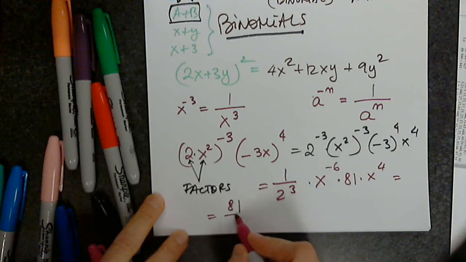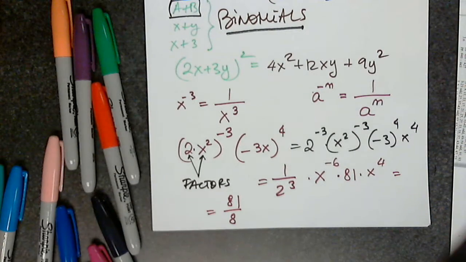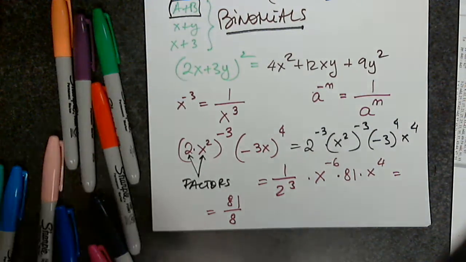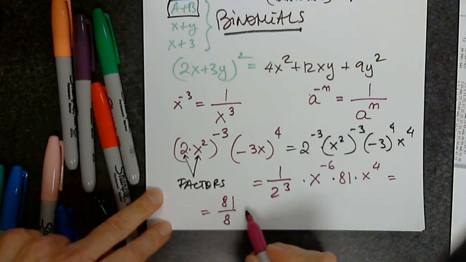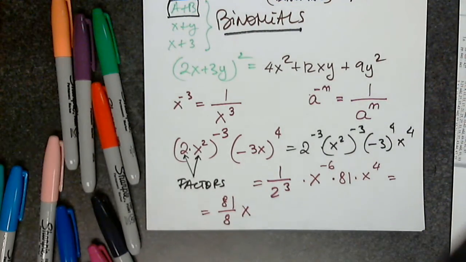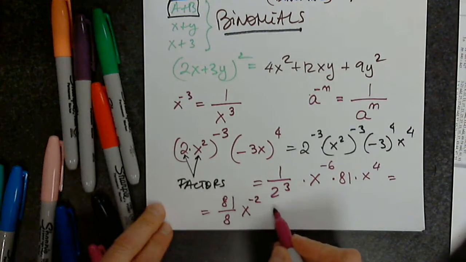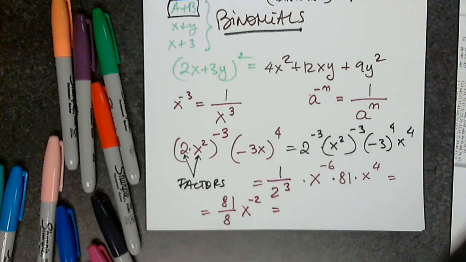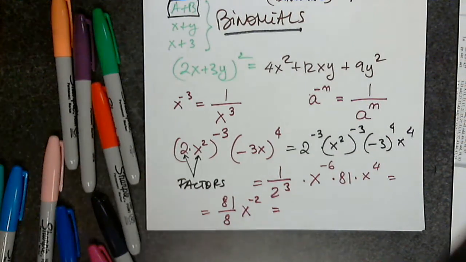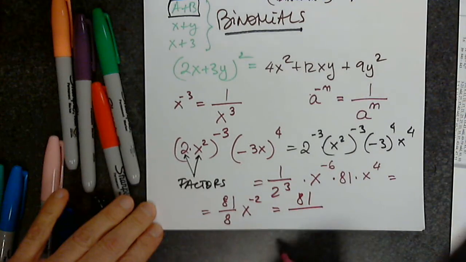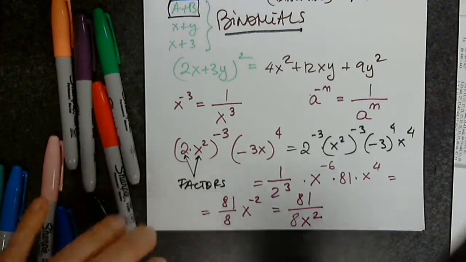So then I have 81 divided by 8, x to negative 6 times x to the fourth. Which operation do I use when I multiply exponential notations with the same base? I don't know what it's called, but you add them together. Correct. Copy the base, add the exponents. Awesome. Negative 6 plus 4 is? Negative 2. Correct. Since I am not allowed to leave negative exponents in the final answer, the next step would be? In the denominator. Awesome.